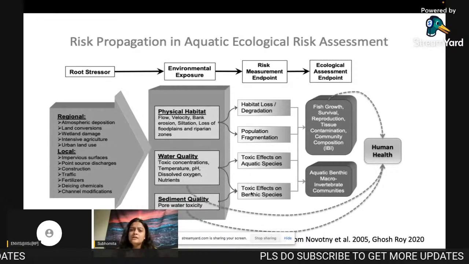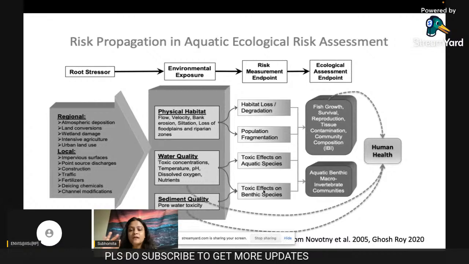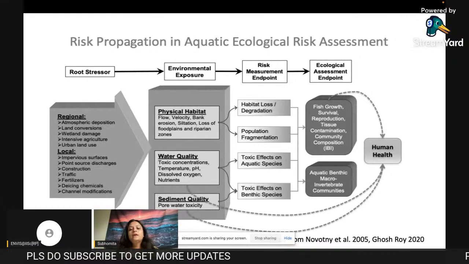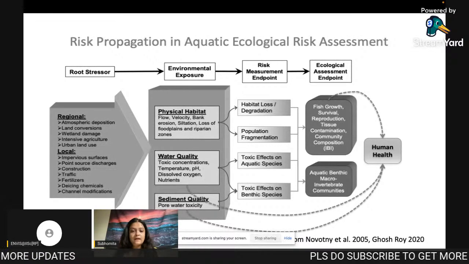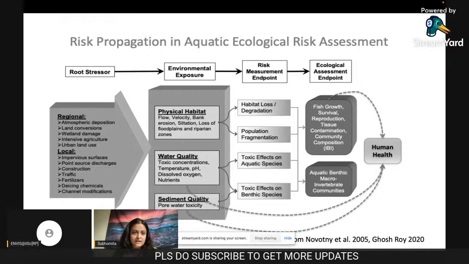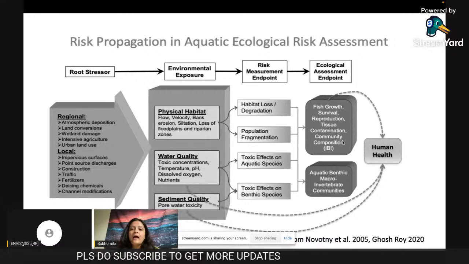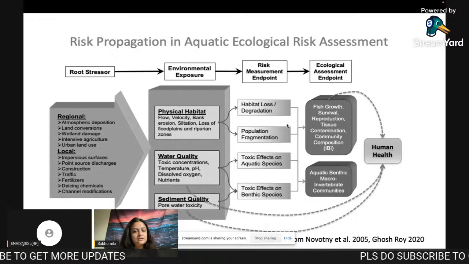And to know about this exposure, to know about this risk, we have to go and measure some endpoints. For example, we can measure population fragmentation, the population or species that were living in that ecosystem, or what effect was created in the aquatic species. And how we measure it is that we choose some specific endpoints.